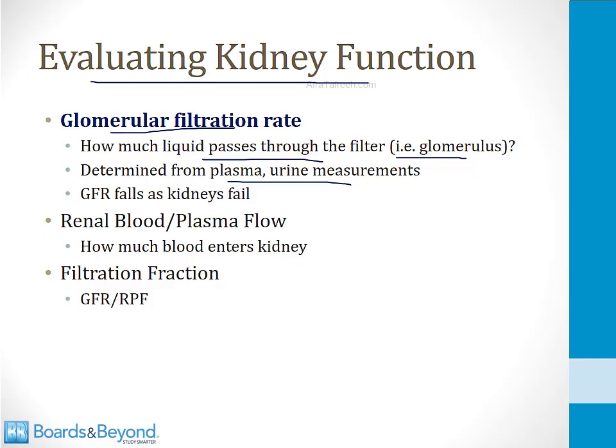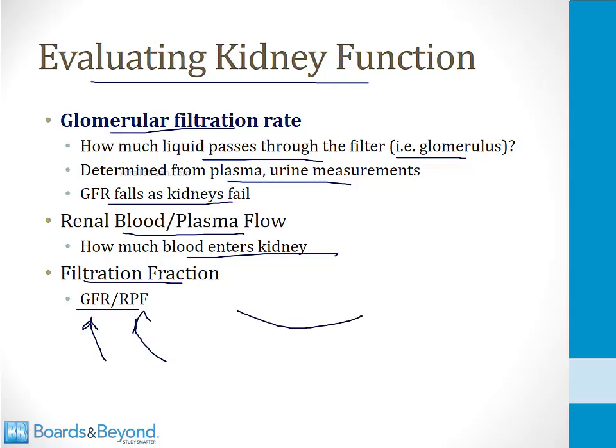But the reason we like to evaluate kidney function with the GFR is because it falls as the kidneys fail. As the kidneys start to get sicker and sicker, they filter less fluid and the GFR falls. There are some other metrics of kidney function that we also use. One is the amount of blood or plasma flow. This is how much blood is entering the kidneys. And the other one is called the filtration fraction. So this is the ratio of the GFR to the renal plasma flow. So for example, if the renal plasma flow is 10 liters per minute, but only 5 liters per minute are being filtered across the glomerulus, that would give us a filtration fraction of 50%. And this is another measurement we sometimes use to talk about how healthy the kidneys are and how well they're functioning in health and in disease states.